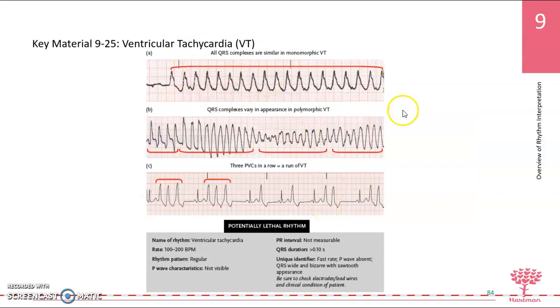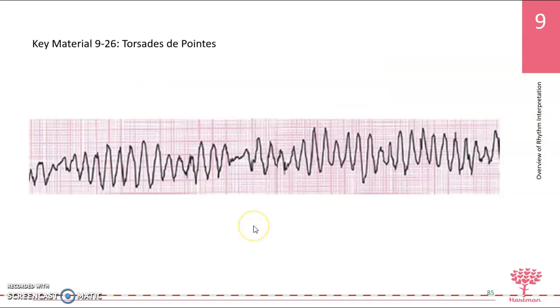So ventricular tachycardia, again, that's fast. You can see how the QRS waves are wide. So when you see a wide QRS wave, that's a good sign that it's a ventricular rhythm.